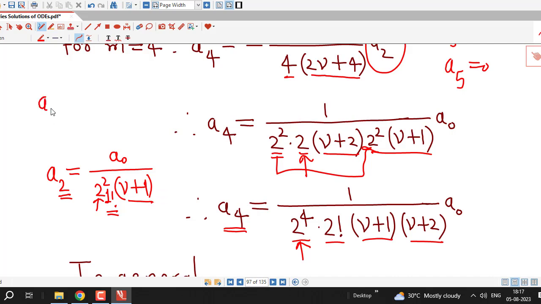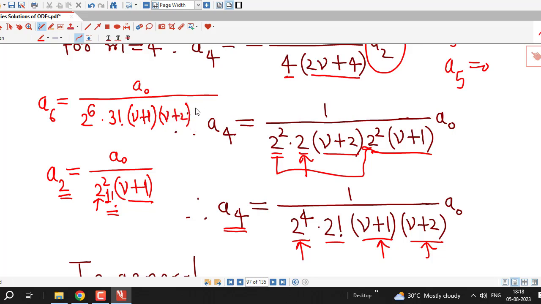So we can assume the next term. If I have a4 here, then I can write down the next term. If I have a4, I have 2 raised to 4, so let me write 2 raised to 6 here. If I have a4 here, I have 2 factorial, that is 2 into 2 is 4. So here I will have 3 factorial because 3 into 2 is 6. If I have a4 here, I have nu plus 1, nu plus 2. So if I have a6 here, I will have nu plus 1, nu plus 2 into nu plus 3.